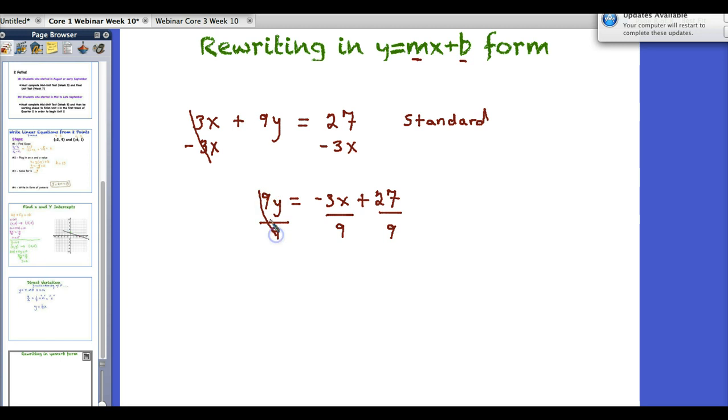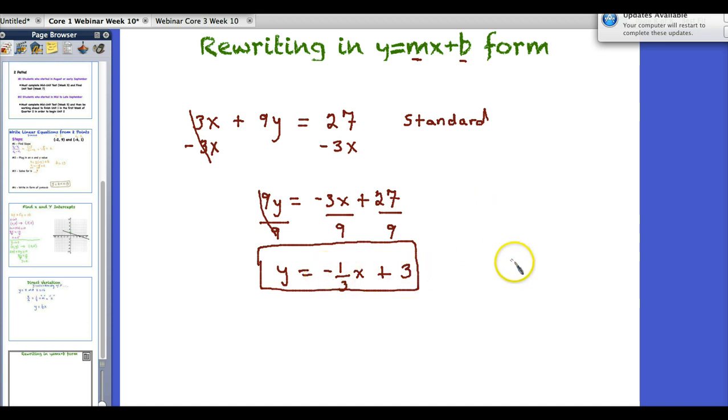Well, 9 divided by 9 is 1, so that just leaves y. I can reduce negative 3 over 9. Negative 3 goes into itself once, goes into 9 3 times. Leave my x there. And 27 divided by 9 is 3. And now I have rewritten my equation into y equals mx plus b form. It would be easy for me to graph because I know that 3 is my y-intercept, so I put my first point there, and then I would do my slope. Notice the negative, so my line would have to slope downwards from left to right. I would go down 1 and over 3.